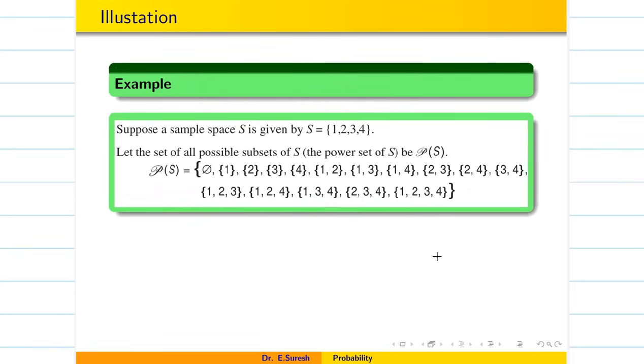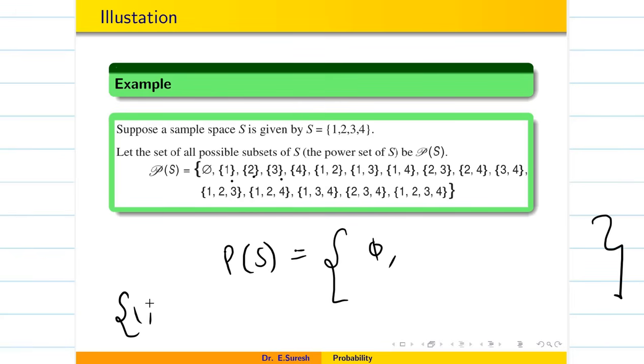Here I give some very basic example using power set. You people may have read power set in your school days. If you take 4 elements, the power set is denoted by P of S. You have to write all the possible combinations from the null set and singleton sets 1, 2, 3, 4, etc., and all combinations you can write. Here we are just writing combinations. So 1, 2 is equal to 2, 1. We are not going to bother about the arrangements.